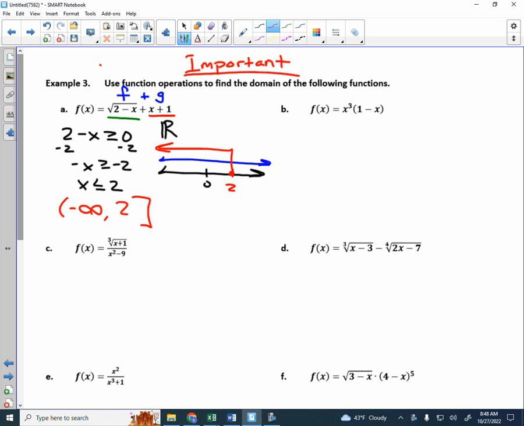A lot of people don't know what that looks like when you graph it. We haven't talked about making that graph before. But I'm going to say that this is two functions multiplied together. Function f, which will be x cubed, times function g, which will be 1 minus x.